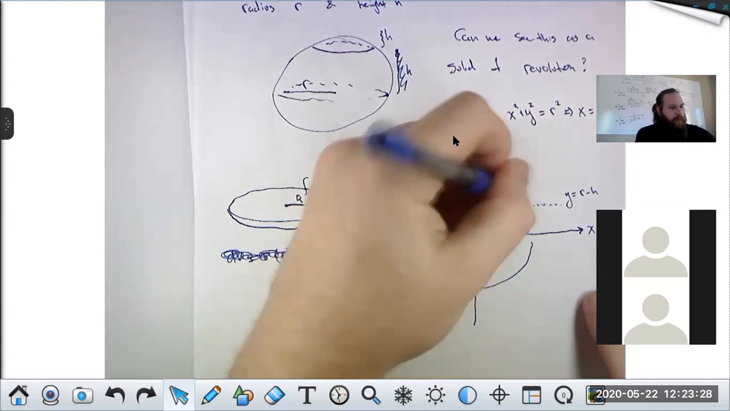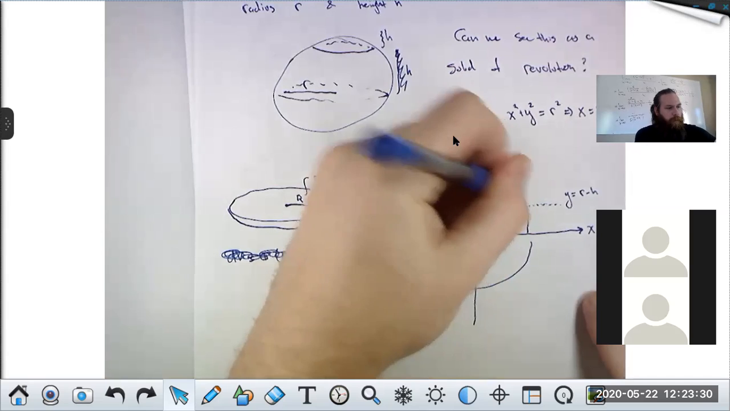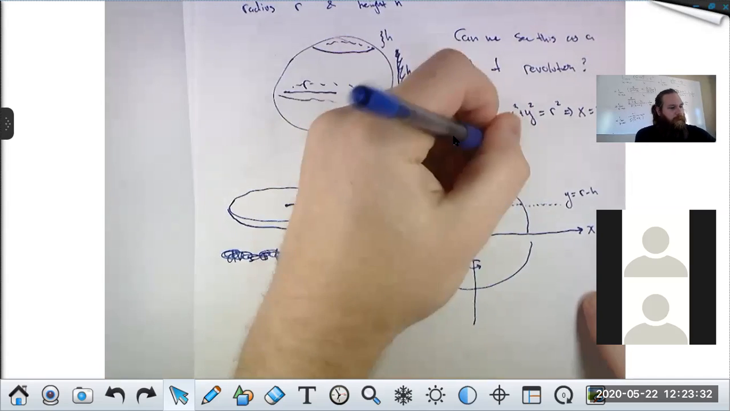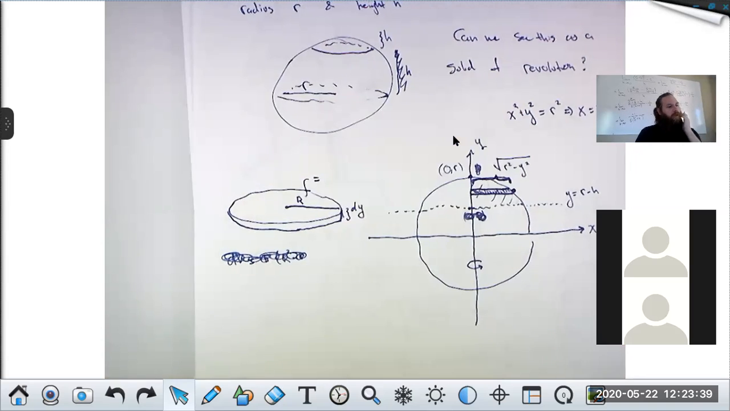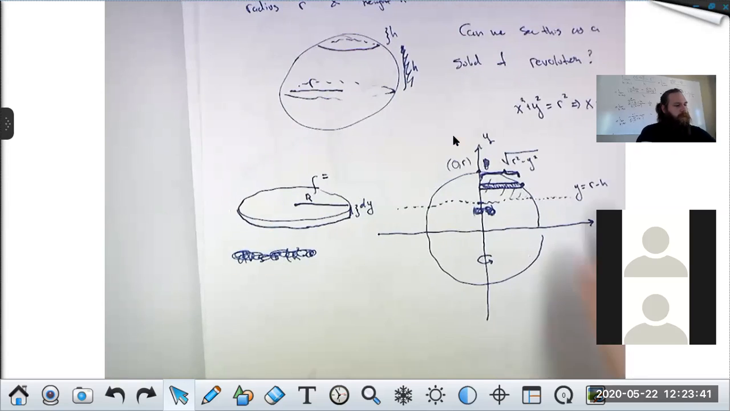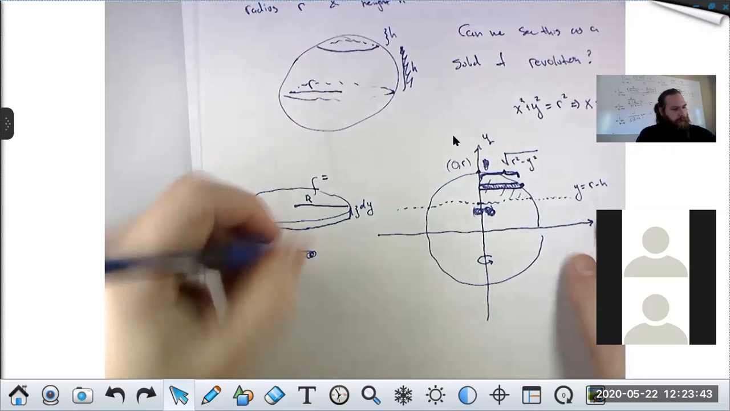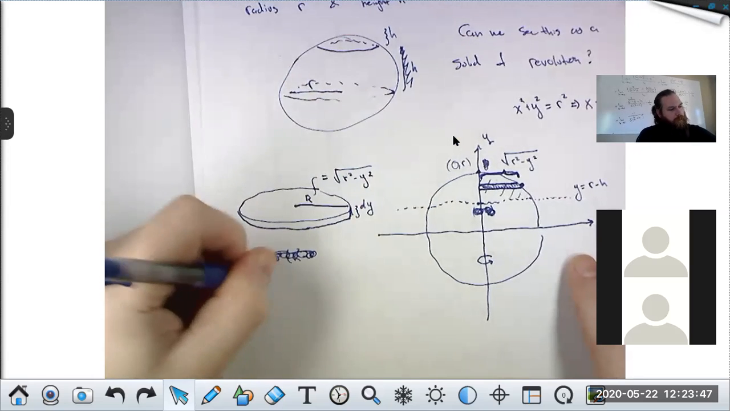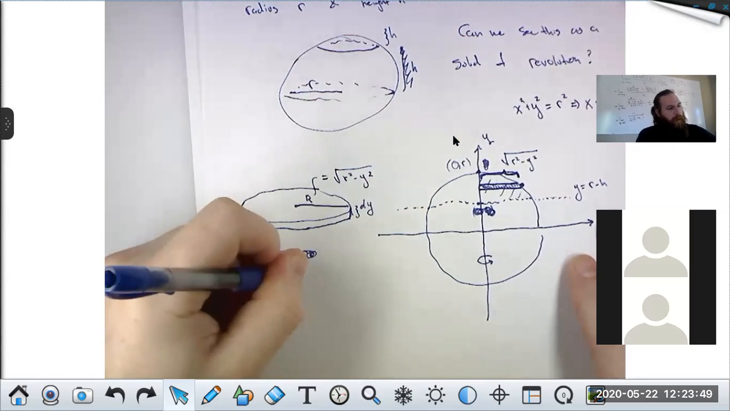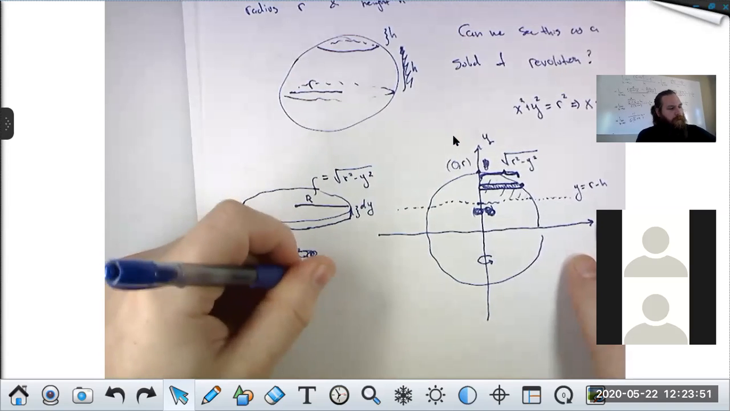So that distance right here is the distance from this point to the y-axis. The x value there is the square root of r squared minus y squared. Oh no, we're good, we're good. And so our dV is just pi times cap R squared dy.